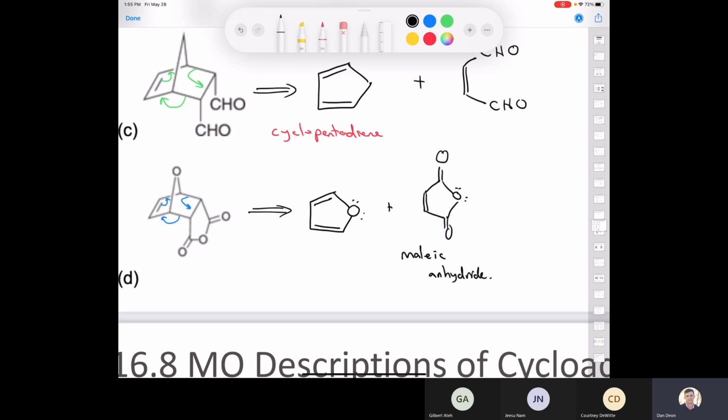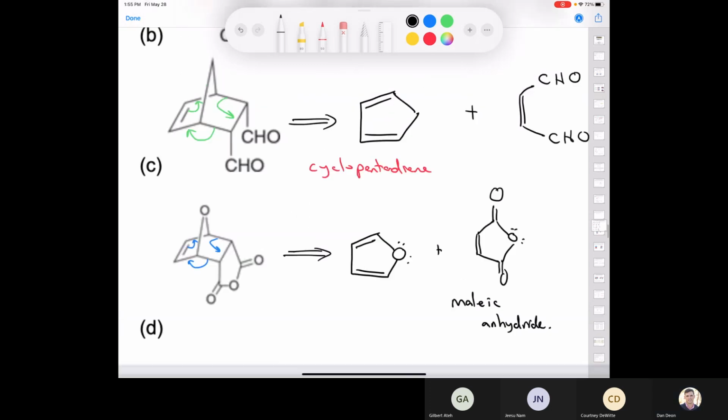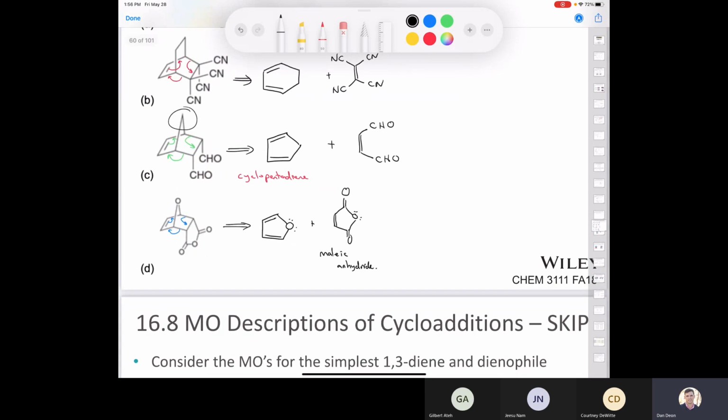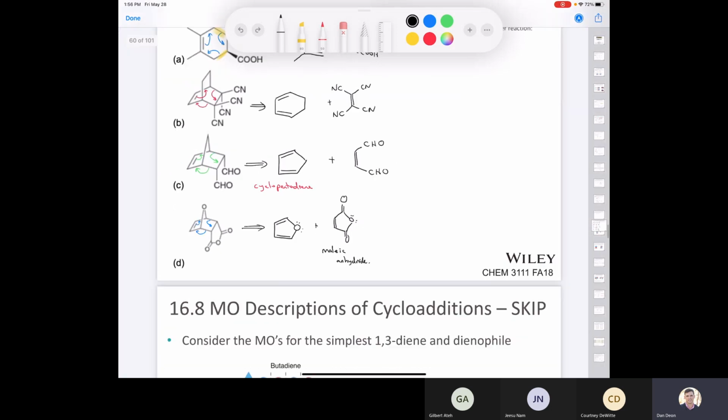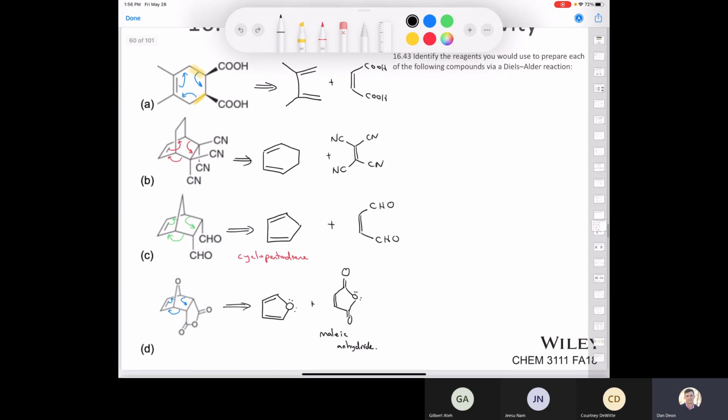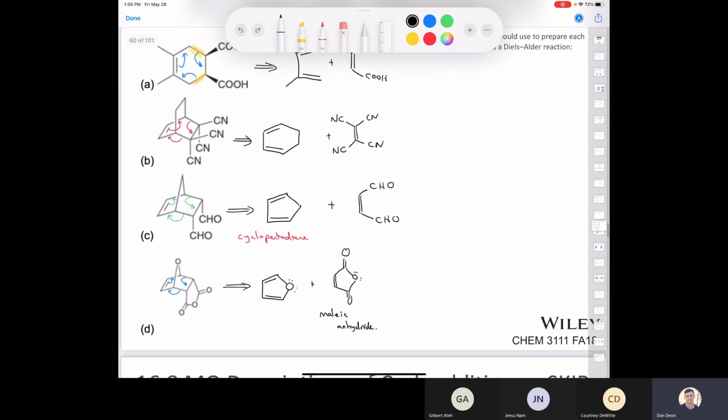Yeah, I see what you're getting at, Gilbert, from your question. Yeah, I would say yes. So what he's saying is that whenever you have a bridge here that's got one carbon or one atom, you always end up with a five-membered diene. And he says whenever your bridge has two carbons, then you always end up with a six-membered ring as your diene. Yeah, I'd say so most of the time. I don't want to make a blanket statement, but I can't think of an exception right now.